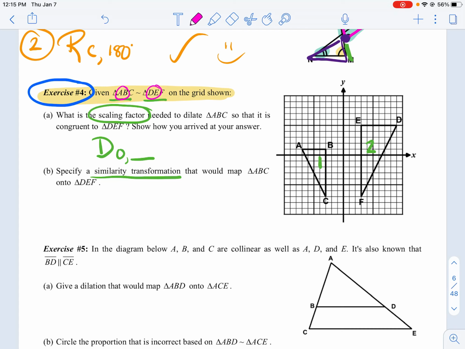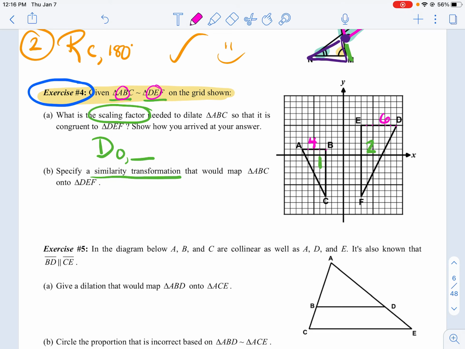Okay, so I'm going to line up AB and DF. Now we can notice the shape is getting bigger, so just be careful. If it's getting smaller, it'd be a fraction, but I'm going to take AB and see how many times it fits in. So if we look here, let's see how many there are in this flat edge. 1, 2, 3, 4. 1, 2, 3, 4, 5, 6.